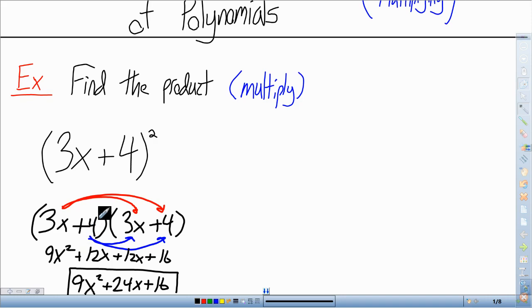Something I want to point out: what if you accidentally distributed the square in here? Would we get the same answer? Well, 3x squared would give us a 9x squared, and 4 squared would give us a 16. But that 24x wouldn't happen if we did it incorrectly. So that's why we can't just distribute the 2 into both terms.